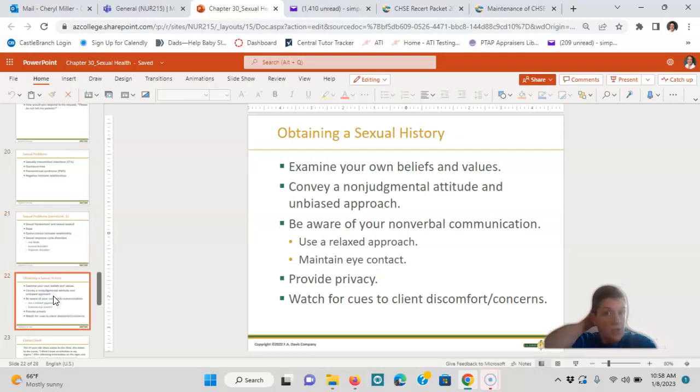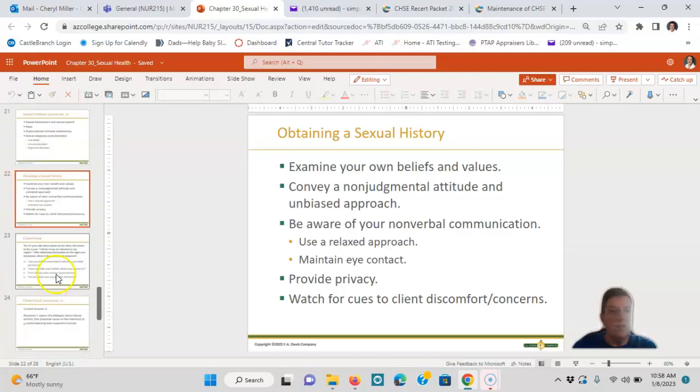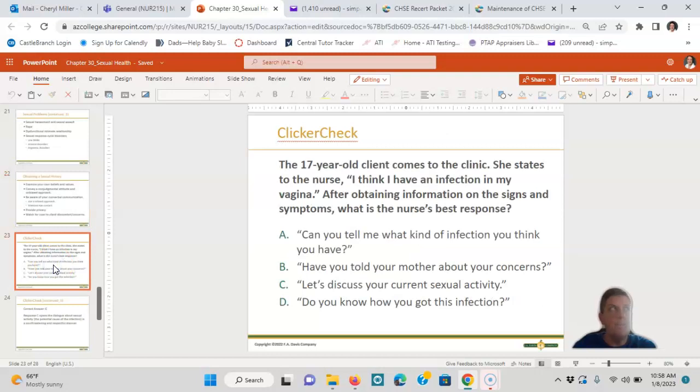Obtaining a sexual history, you want to examine your own beliefs and values first. Convey a non-judgmental attitude and non-biased approach. Be aware of your nonverbal communication, using a relaxed approach, maintaining eye contact. Provide privacy, and watch for cues of client discomfort or concerns. This is a very private matter for a lot of people.